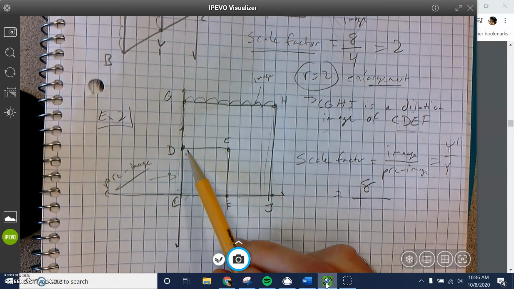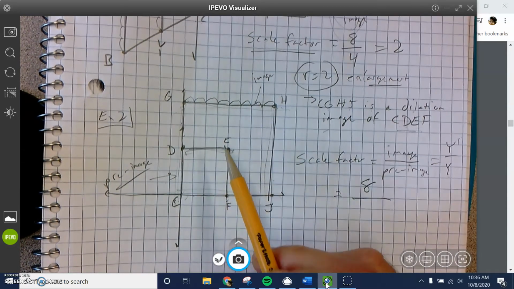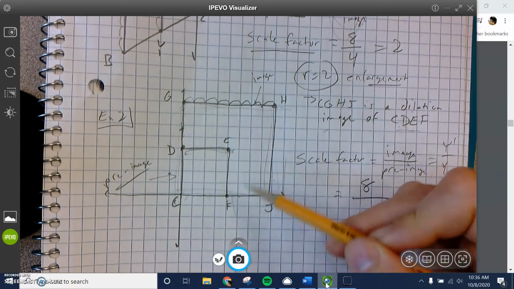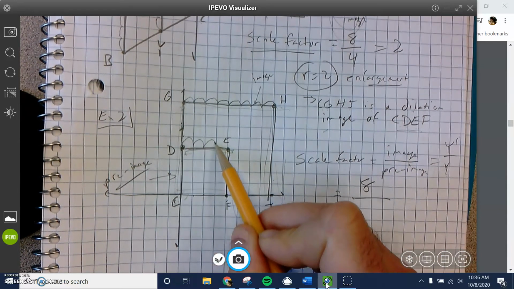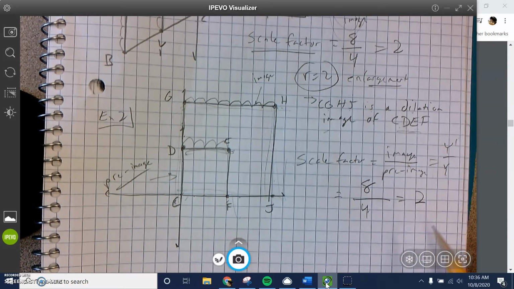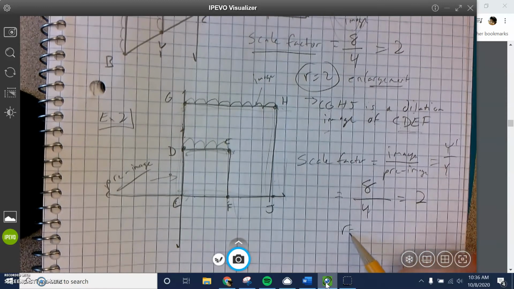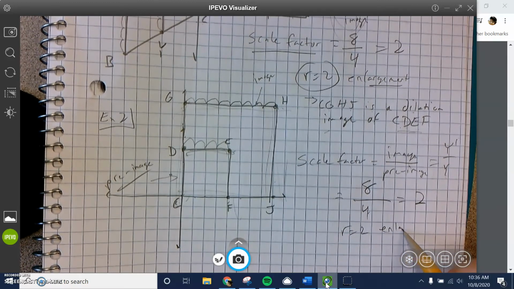And the pre-image length, so same relative side. So I'm counting this side. If I did this side, I would do this side right here. So 1, 2, 3, 4. 8 divided by 4 is 2. So it's twice as big. So it's an enlargement. R equals 2. Enlargement.